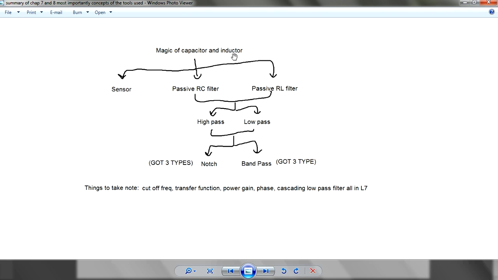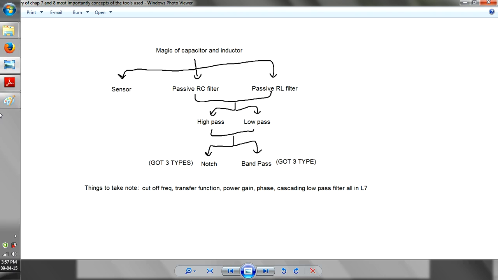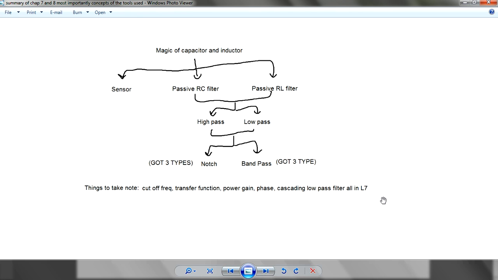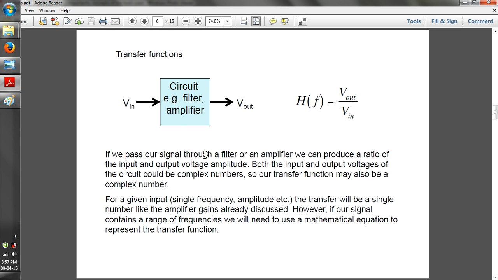In previous videos we talked about all these things, and we are left with the rest of lecture 7: transfer function, power gain, and so on. So what I'm going to do is start off by touching on the rest of chapter 7.